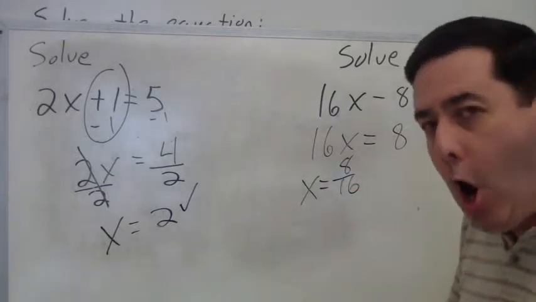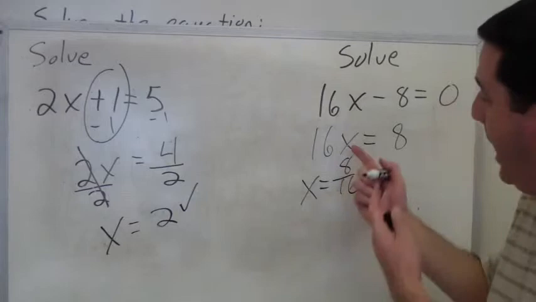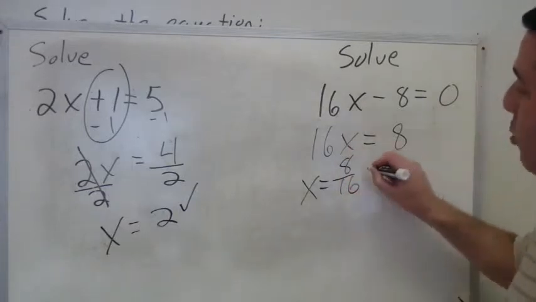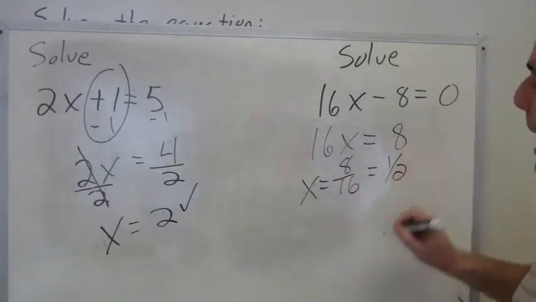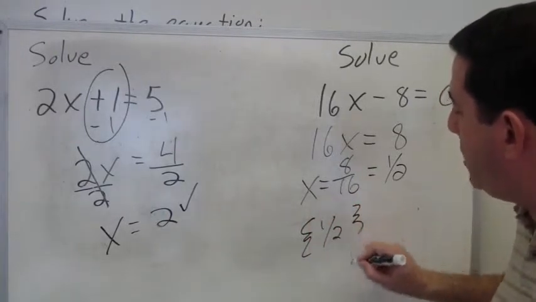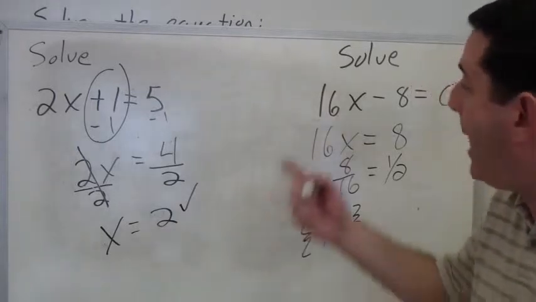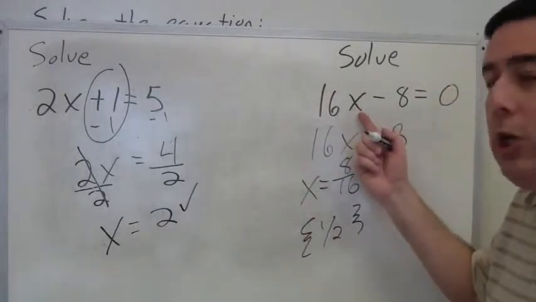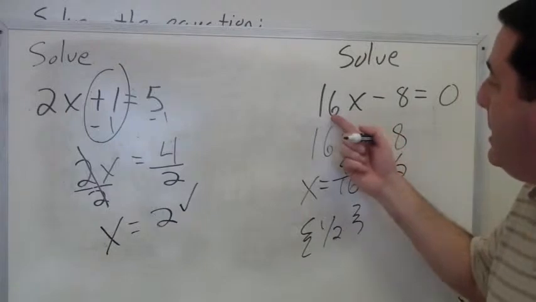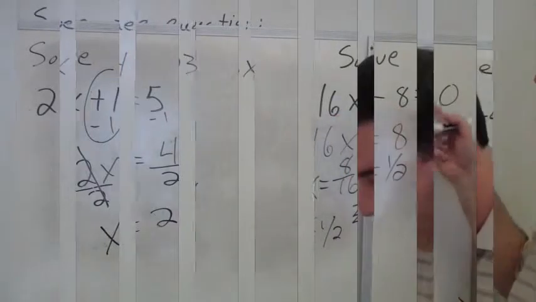Now we should always reduce fractions as far as we possibly can. 8 over 16 will reduce to being 1/2. And so for this one, our solution set was 1/2. You could check that one by substituting it back in for x in the original equation. 16 times 1/2 would be 8, and 8 minus 8 is 0.